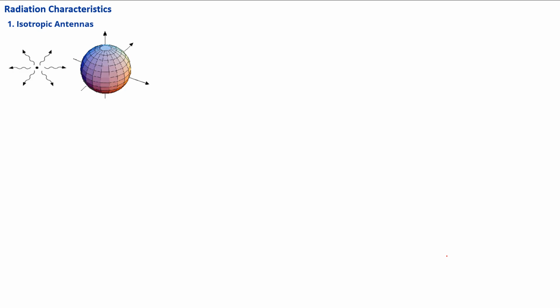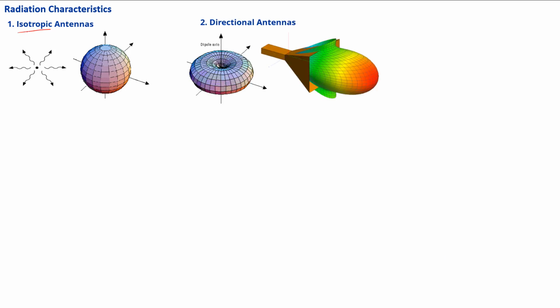For these three-dimensional plots, depending on how the antenna radiates, we can classify antennas into two types. One is isotropic and the other is a directional antenna. An isotropic or omnidirectional antenna radiates at the same intensity in all directions. That means the spherical surface is what its radiation pattern looks like. It's radiating the same strength in all directions.